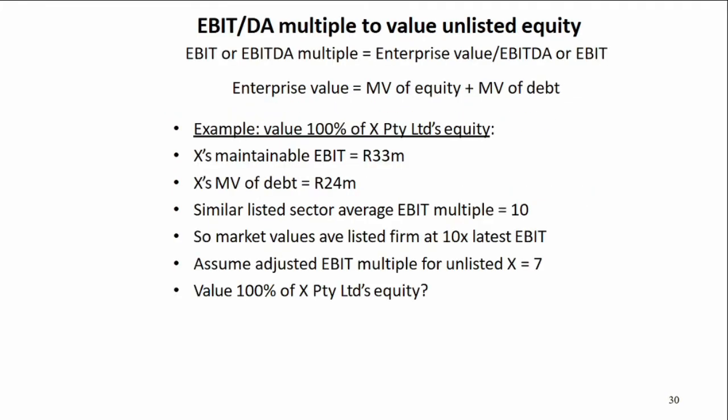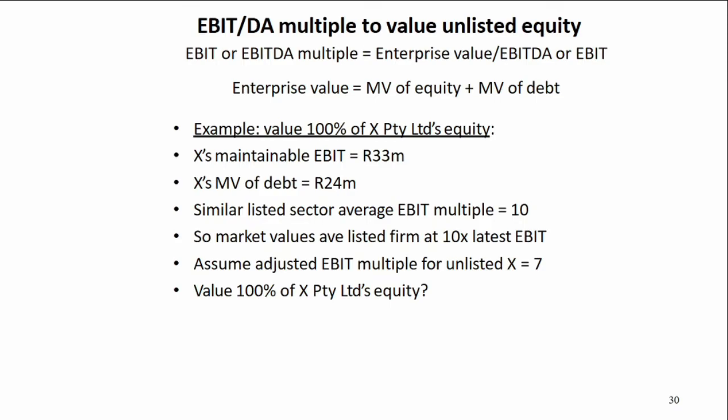So now that we have looked at the PE valuation method, let's move on to the EBIT or EBITDA multiple when valuing unlisted equity. So how do we determine the EBIT or EBITDA multiple? This can be determined by taking the enterprise value and dividing by your earnings before interest, tax, depreciation, and amortization. Or if you are trying to calculate your EBIT multiple, you can divide the enterprise value by your earnings before interest and tax. Please note that this multiple method is an indirect valuation method. It does not value equity directly. It gives you the enterprise value, and then you can calculate the equity value from the enterprise value by subtracting the market value of debt.